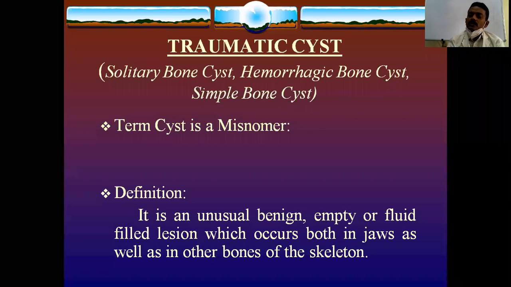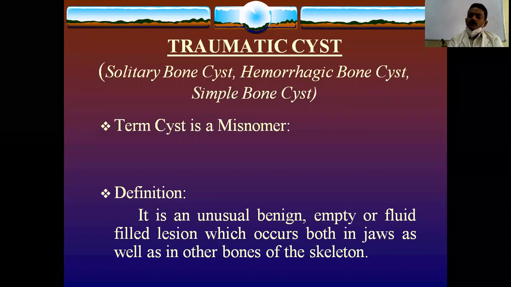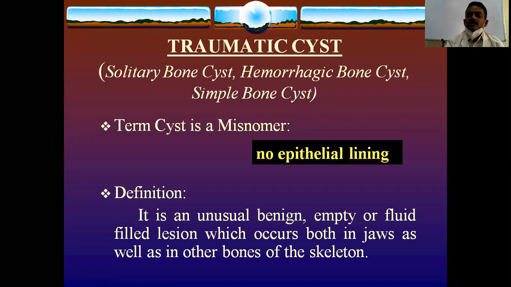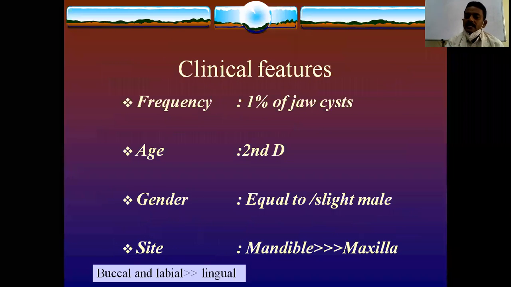well as in both the maxillary jaw and the mandibular jaw, as well as any other bones in the skeleton. Understood? It is an unusual, benign, empty or fluid-filled lesion which occurs both in the jaws as well as in the other bones of the skeleton. It has no epithelial lining.